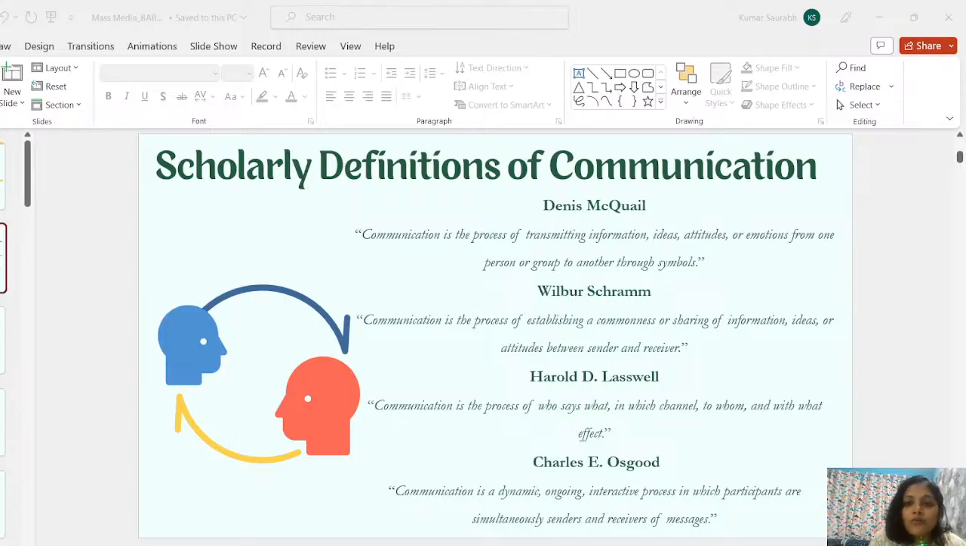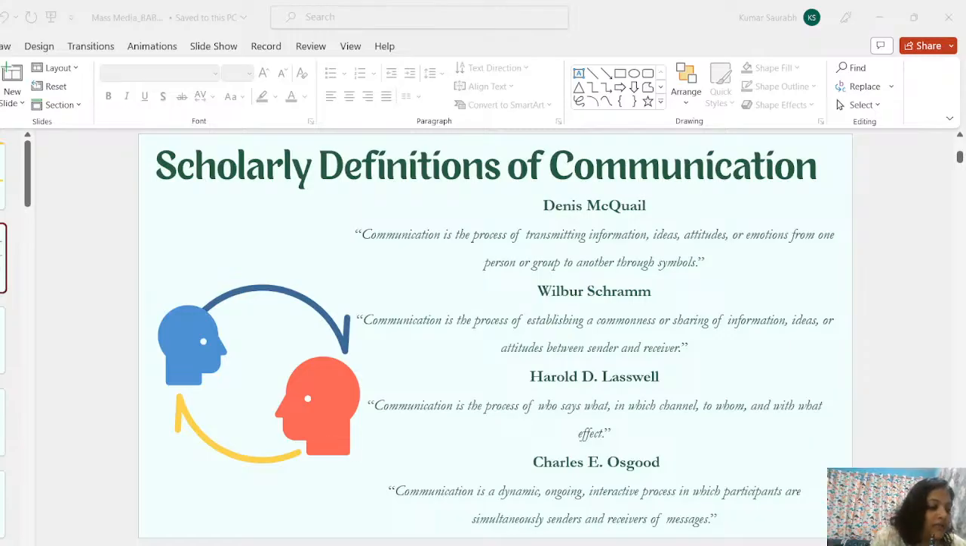So communication is the process of who says what. Now this is what Harold D. Laswell is saying. You can see the third definition over here, by Harold D. Laswell. Harold D. Laswell has said that communication is a process of who says what, in which channel, to whom, with what effect. Now in this, he's talking about who is the sender of the message, says what is the message, in which channel is talking about the medium, to whom is the receiver, and with what effect is talking about the impact of the communication.